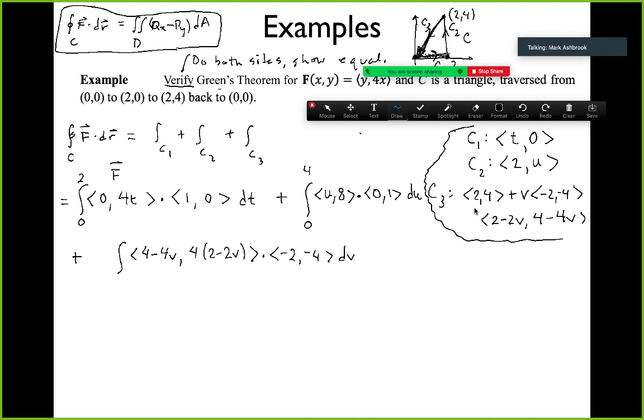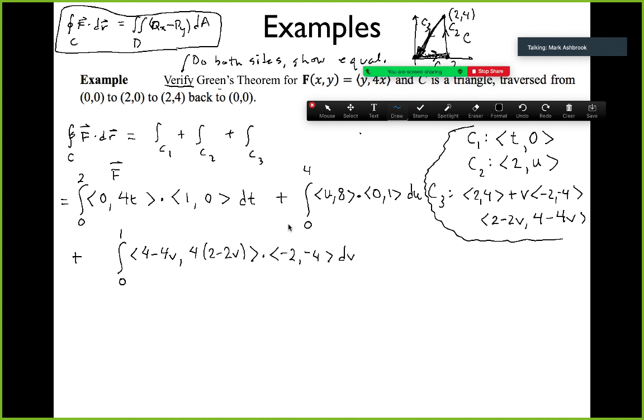Yeah, so when you use this strategy for a segment, where you use the starting point and the vector for the whole segment, your limits of integration will always be 0 to 1. That's a big advantage of doing it this way. You never have to do any work to get those limits.